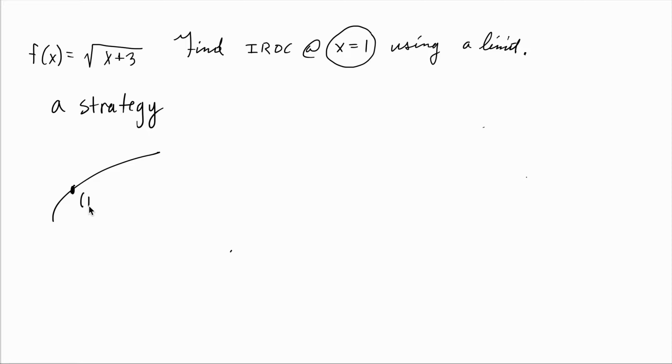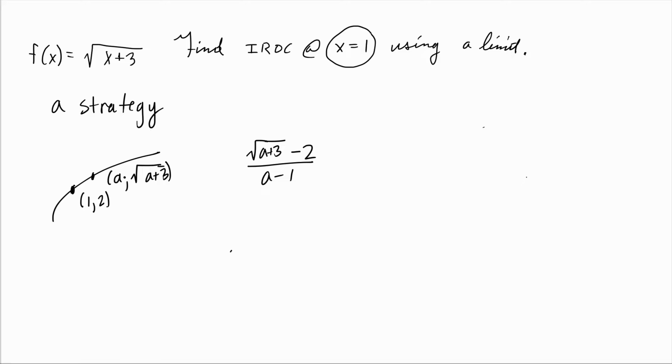So this point was a 1. We plug 1 into the function to get out 2. And the other point, we had a, and then we plugged a in, we get a plus 3. And what we did is we found the rise over the run. So this minus that, over a minus 1. So this is rise over run, an average rate of change. And then we were taking a limit of this as the a value approached the 1.